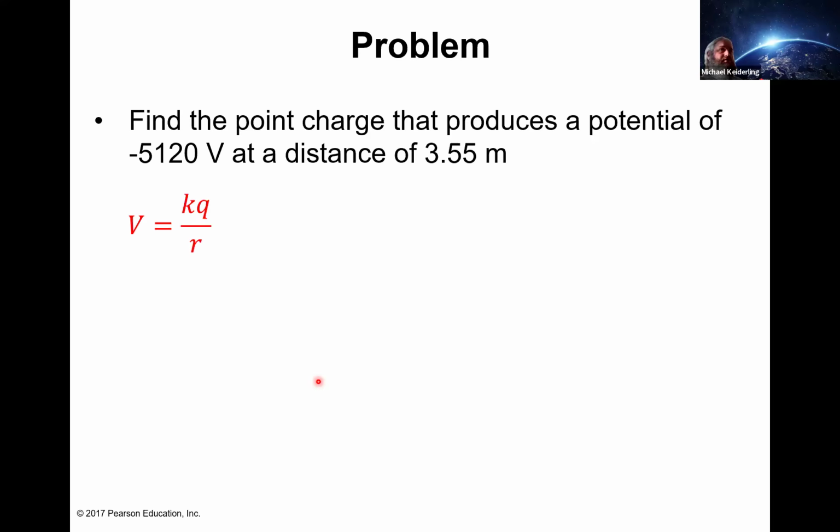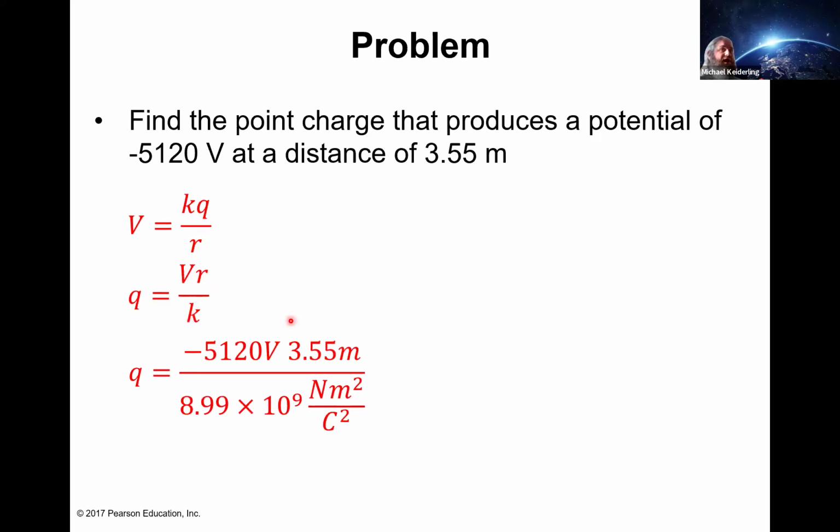So here, voltage is KQ over R. We're trying to find Q. So Q is voltage times radius over K, which is going to be minus 5,120 volts times 3.55 meters divided by K, 8.99 times 10 to the 9 Newton meters squared per coulomb squared. And this gives us a charge of negative 2.02 times 10 to the minus 6 coulombs, or negative 2.02 microcoulombs.